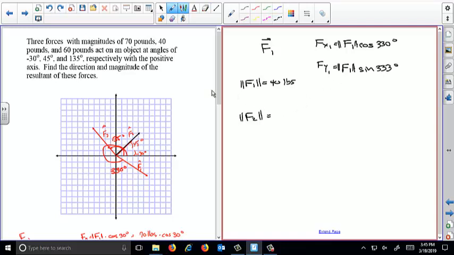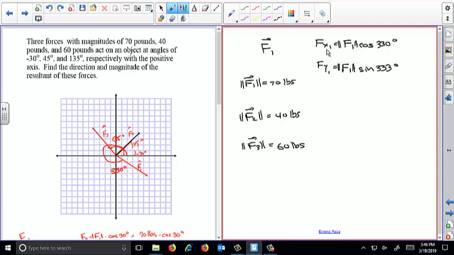Okay, so that actually is 70 pounds. F2 is the second one, which is 40. And the magnitude of F3, let's put little vectors on here, so other vectors. But the magnitude is a scalar, so this is 60 pounds. Okay. So those are the magnitudes.